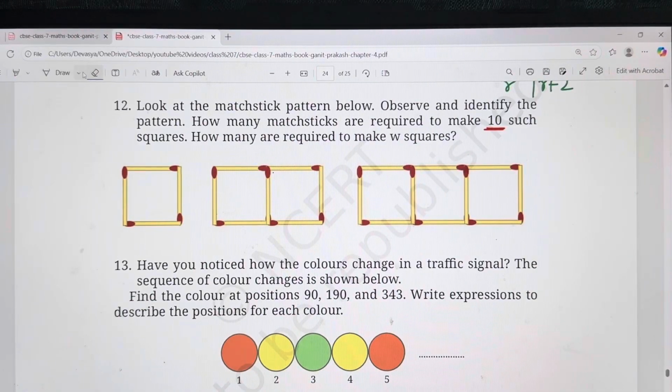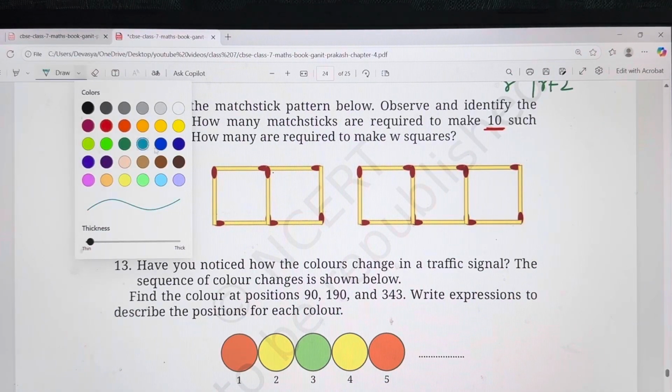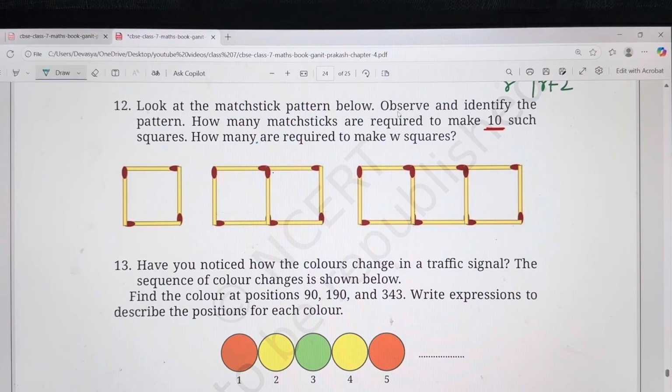Question number 12. Look at the matchstick pattern below. Observe and identify the pattern. How many matchsticks are required to make 10 such squares?